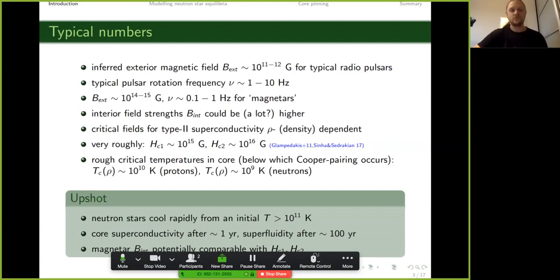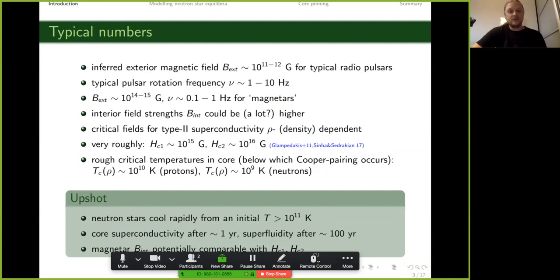Okay, and when do we get these two superfluid phases? So the protons start to form Cooper pairs when you drop below a critical temperature of about 10^10 Kelvin. Again, it's density dependent, but this is roughly what it is. And for neutrons, it's about 10^9 Kelvin. So the upshot of this is that, given neutron stars cool very rapidly from their initial temperatures of above 10^11 Kelvin, the core starts to form a superconducting phase after about a year, and the neutron superfluid in the core starts to appear after around 100 years. They have a short phase with normal matter, then proton superconductor, and then later the neutron superfluid joins it.